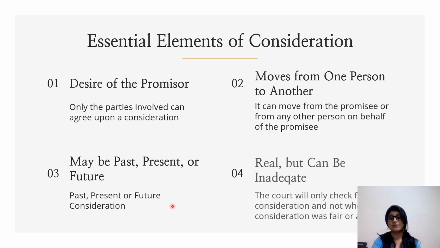Then number 4, the consideration must be real, but it may not always be adequate. That means it can be inadequate. The courts are only going to check whether or not there was a consideration in order for the contract to be valid. They are not going to check whether or not the consideration was a fair amount or of equal amount to the object. That is not their job.